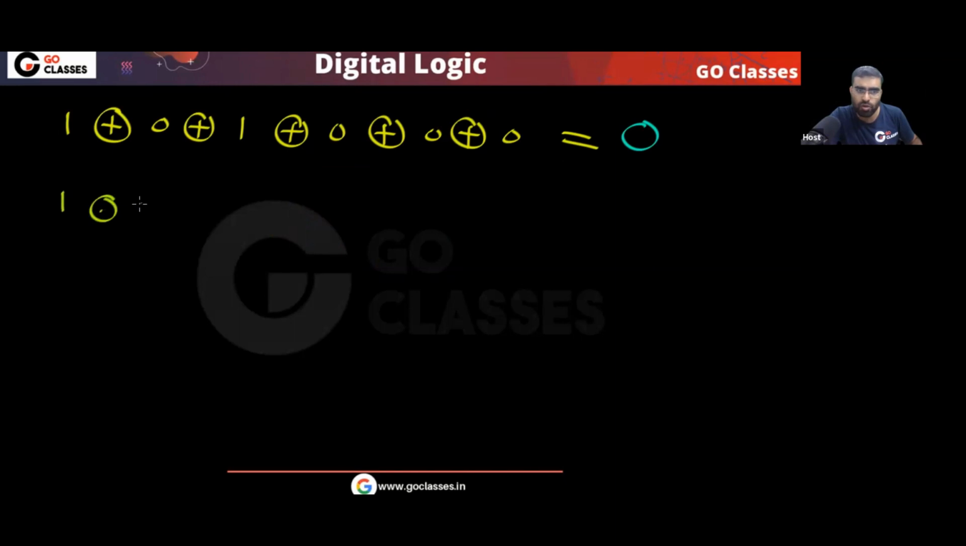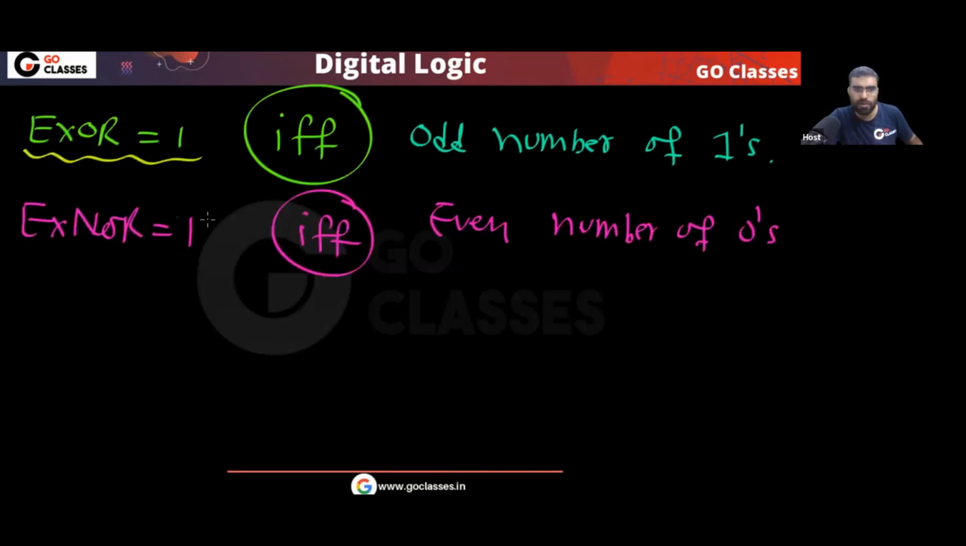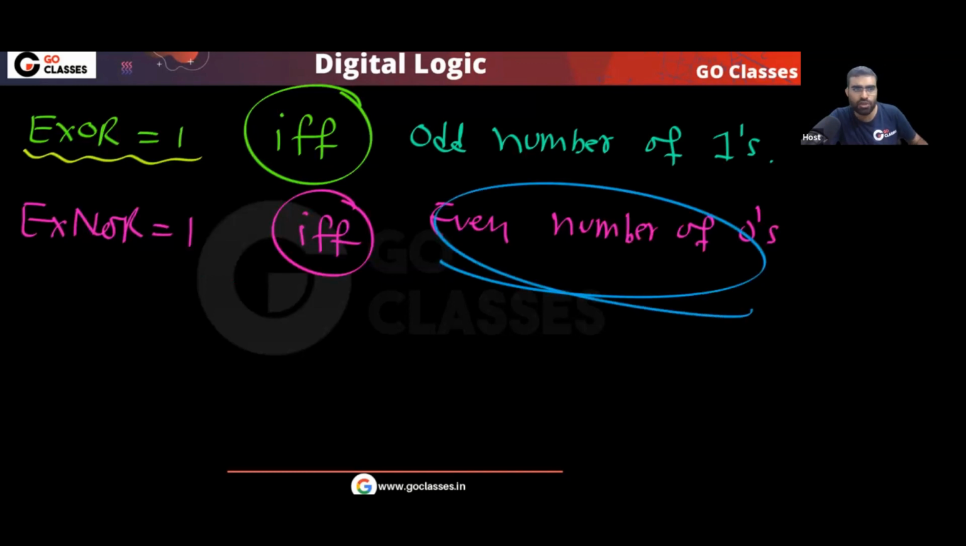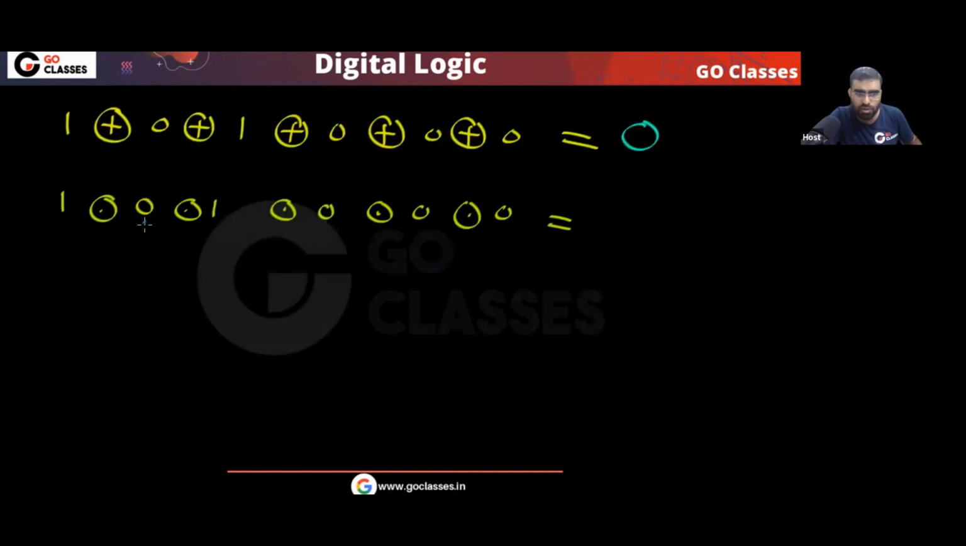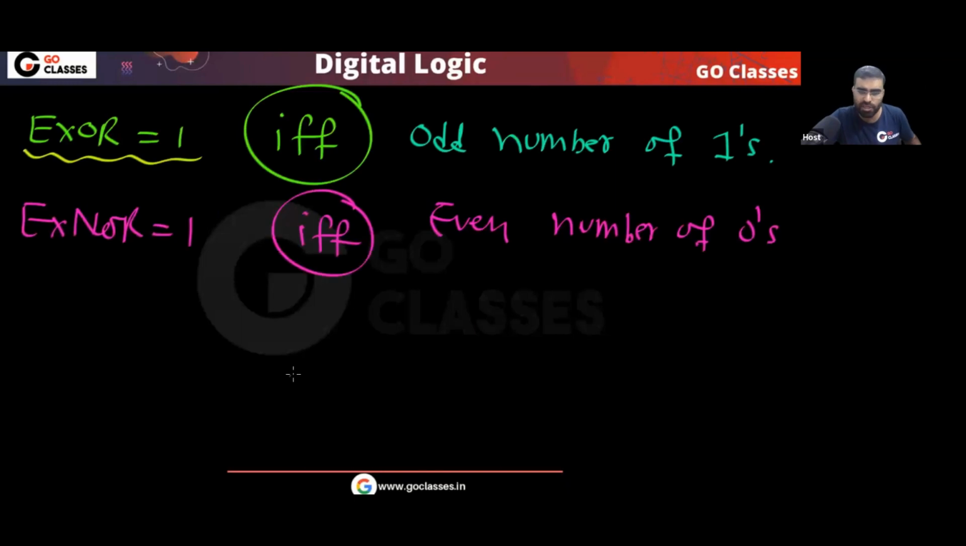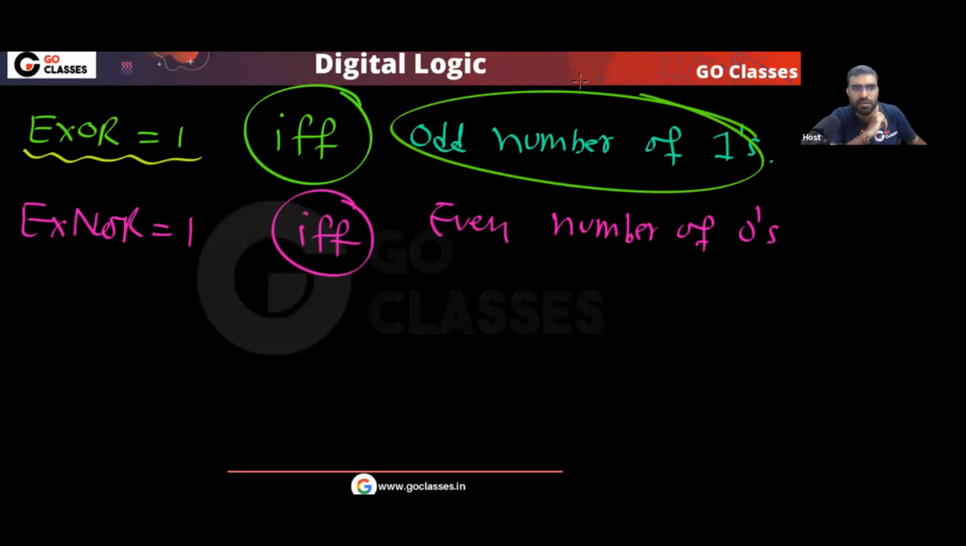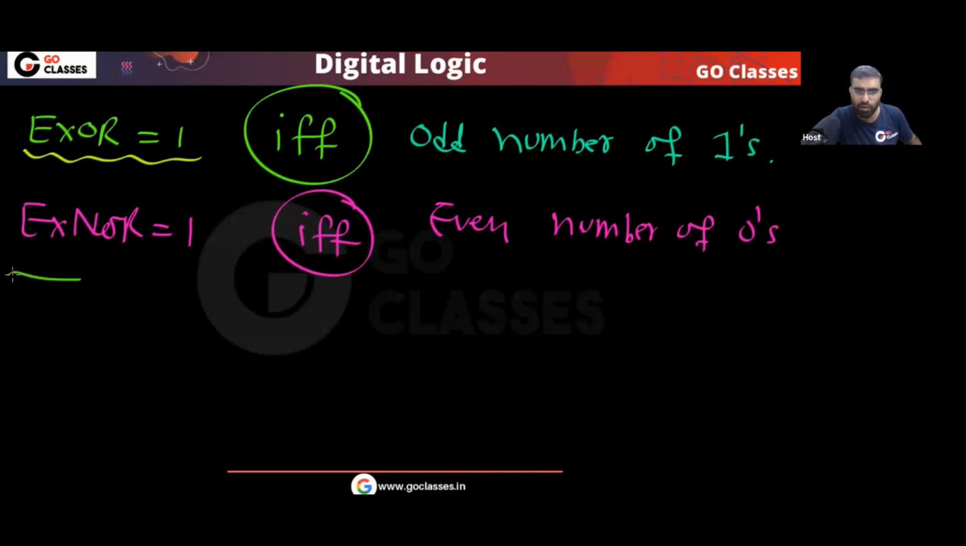Similarly, if I do the same thing but with XNOR, what will it become? Remember, XNOR will be 1 if you have even number of zeros. So this will be 1. Is this clear? Remember, simple point, we have already seen in our lectures that XOR will be 1 if you have odd number of ones, and XNOR will be 1 if you have even number of zeros.